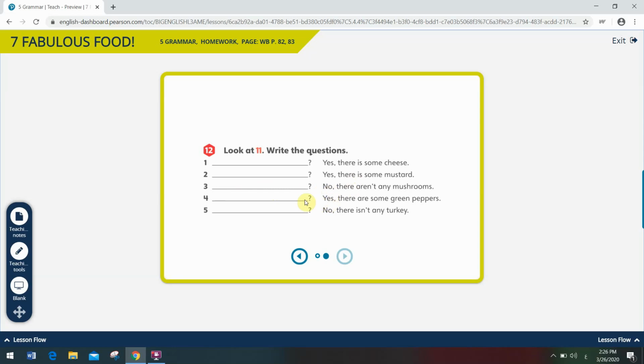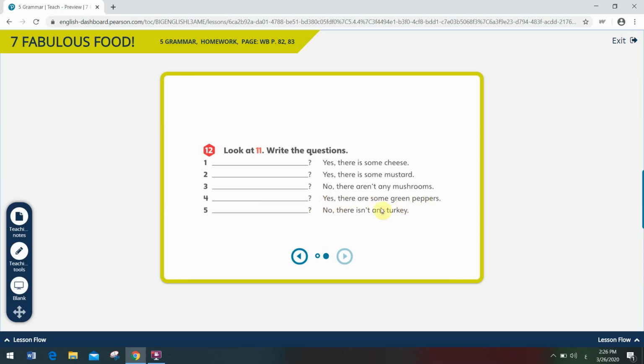Number 4. What's the question of the answer? Yes, there are some green peppers. Yes, there are some green peppers. So here you have to decide is or are. Are. So this is the are because we ask here about green peppers, they are plural. So are, then we use there, are there, and this is the question, some or any. Excellent, any. So are there any? Then green peppers. Are there any green peppers? And the answer is yes, there are some green peppers.